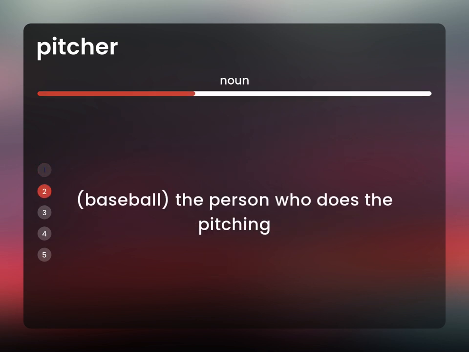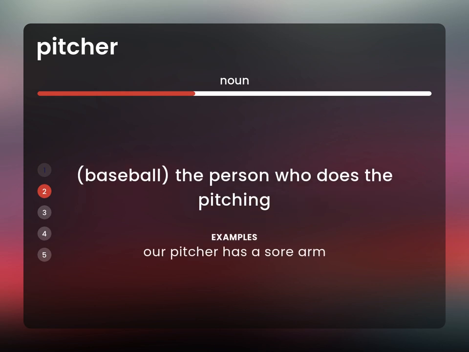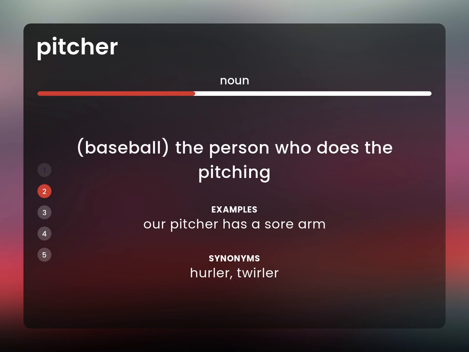Baseball. The person who does the pitching. Our pitcher has a sore arm. Hurler, twirler.